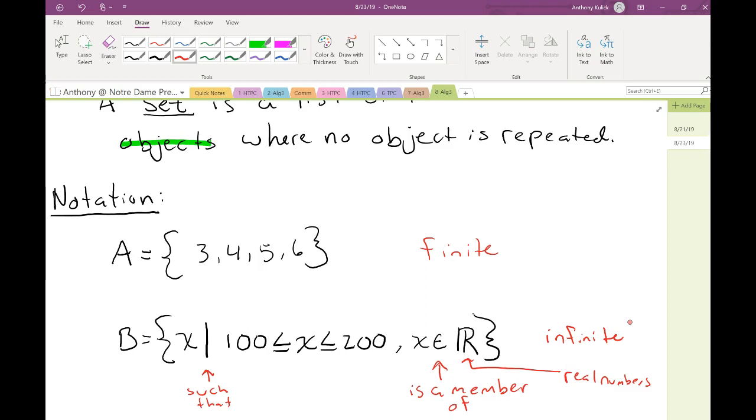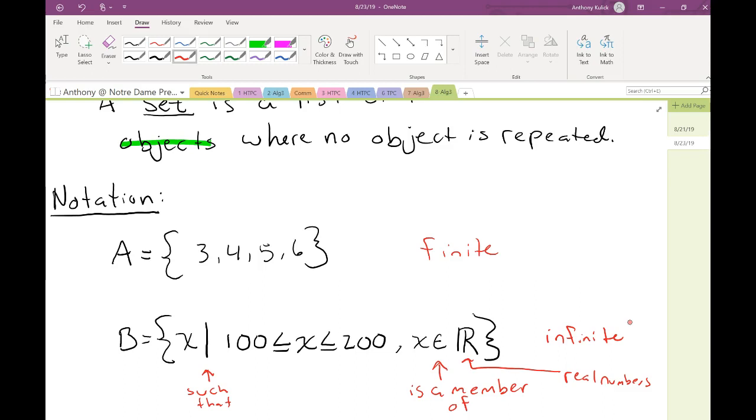So when I see those symbols, what I read is the set B, or B is the set of x's, such that x is between 100 and 200, and x is a real number.